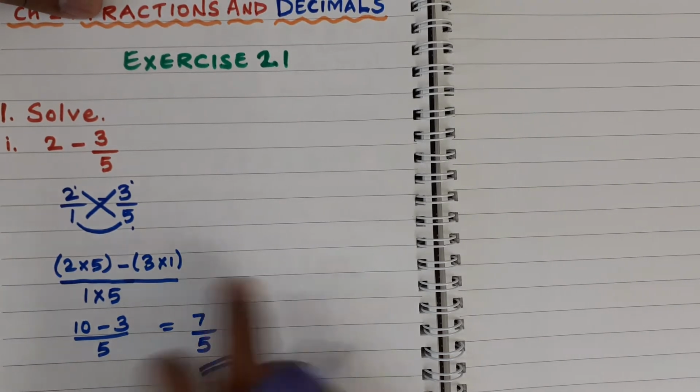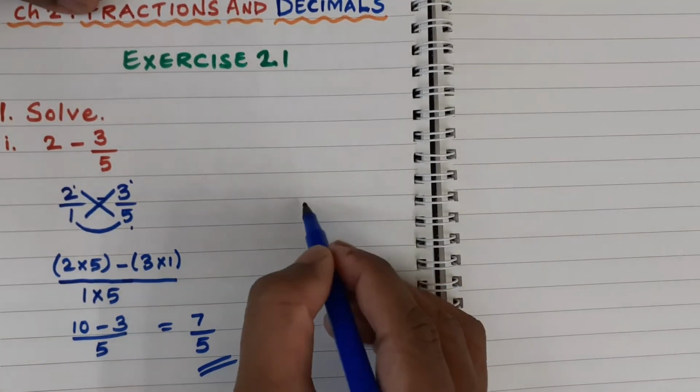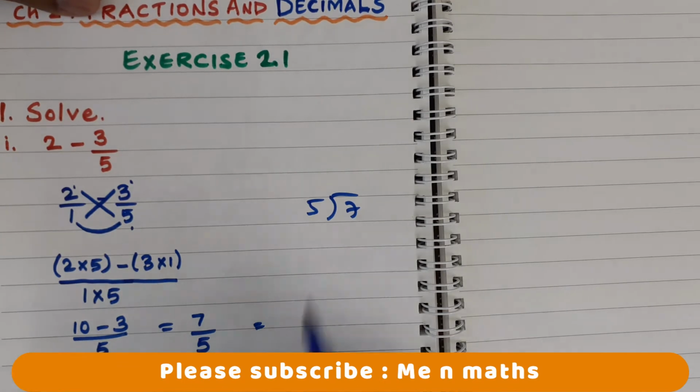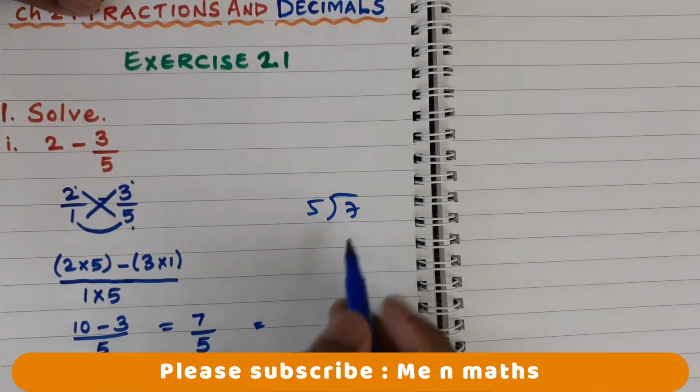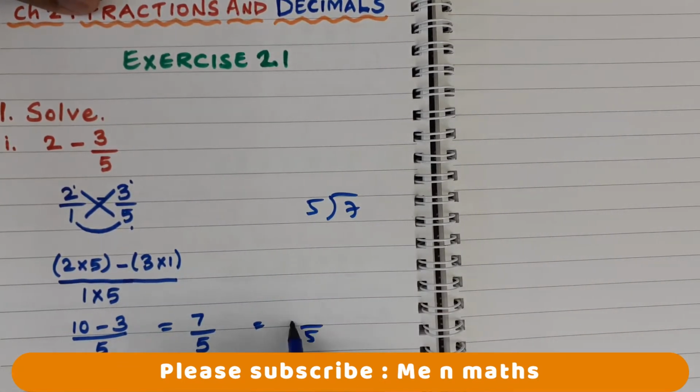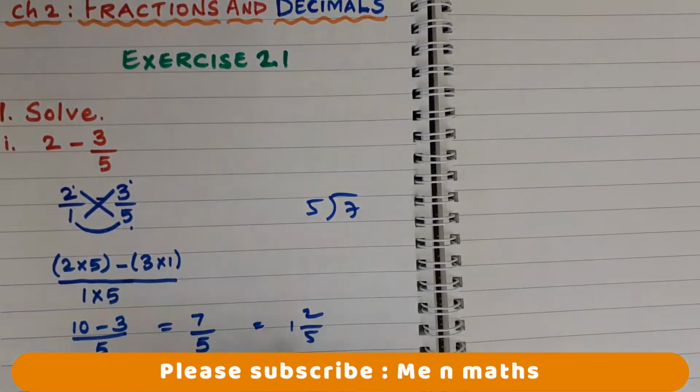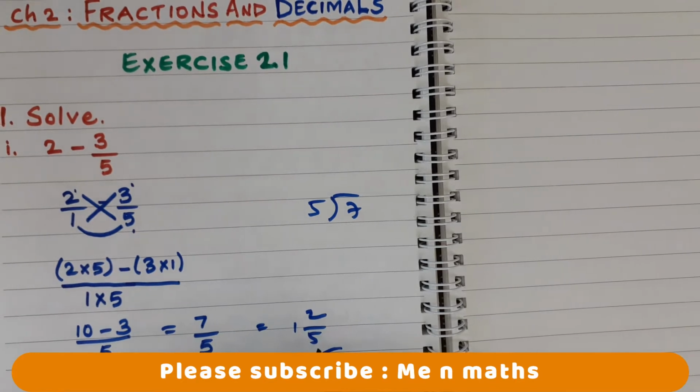You can change this into a mixed fraction also. I hope you know how to change this answer into a mixed fraction by dividing. So my answer is 1 2 upon 5. This answer is in mixed fraction.